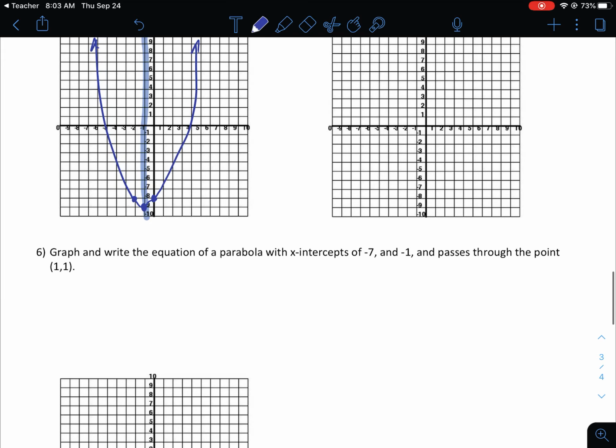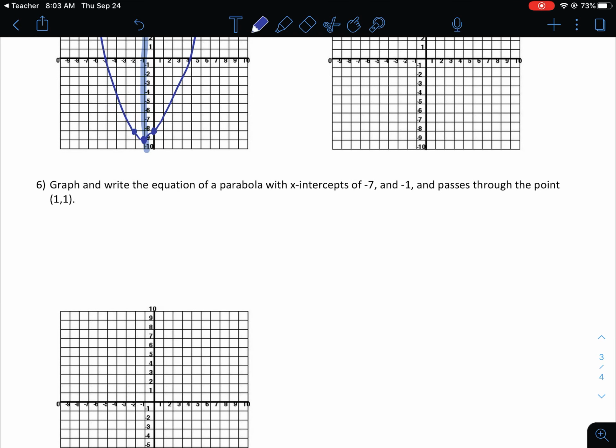But what we want to do here with number 6 is now write an equation. So this is an example just like up on the previous page where they don't give us the equation, we have to write the equation, and then we're going to graph it. So we do know that it does have x-intercepts of -7 and -1. We need to write the equation for this line, and it passes through the point 1, 1.